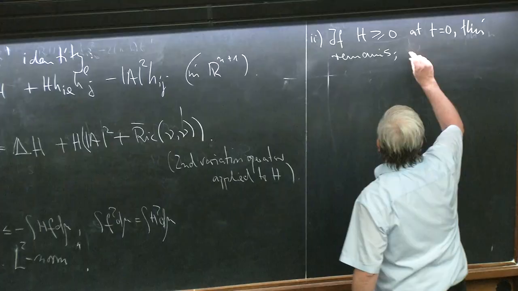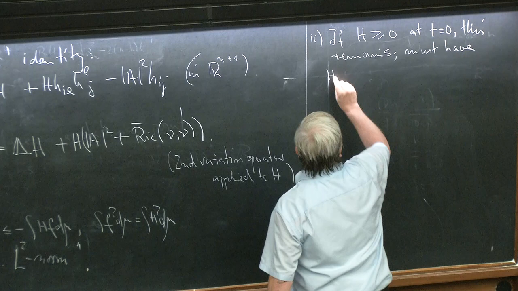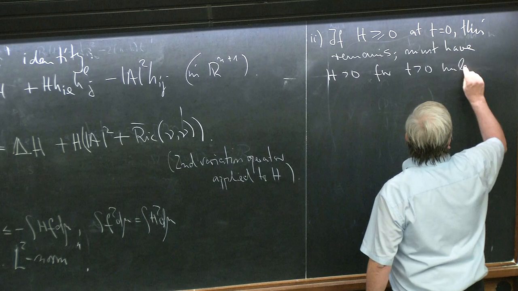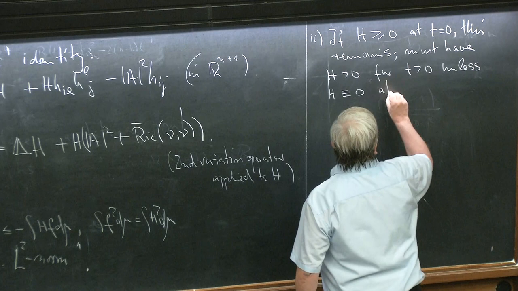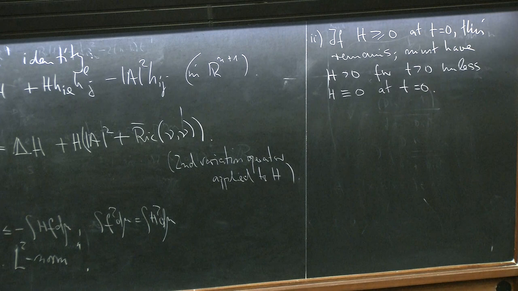Must have H greater than zero for positive t unless H is identically zero at t equals zero. That's the maximum principle, and Carlo will tell you more about the maximum principle and how you can use it to find invariant properties of the flow. But that's something easy you can just read off from the equation.